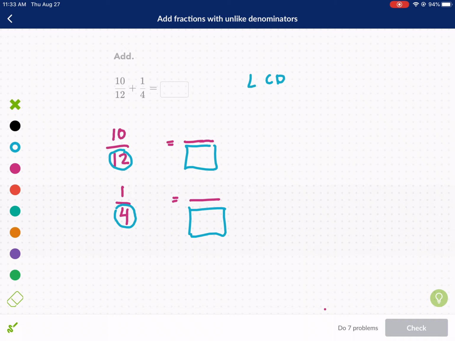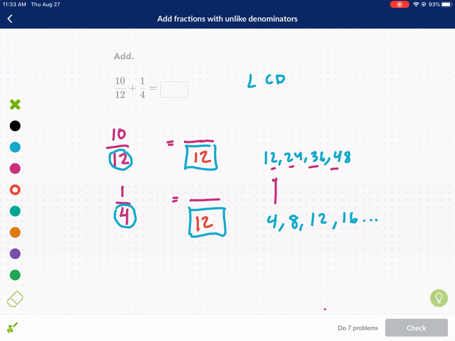Okay. If you wanted to, you could write 4, 8, 12. These are all the numbers that 4 multiplies to give you, 16, and so on. 12 would be 12, 24. What is next? 36, 48, so on. So 4 fits into all of these, right? So let's just pick the smallest one. Clearly 4 goes into 12, so we know our common denominator is going to be 12.